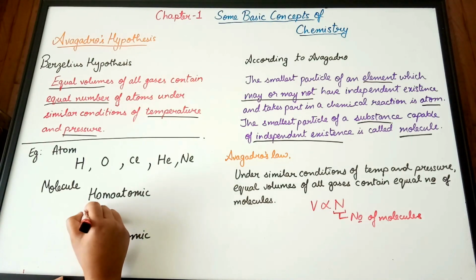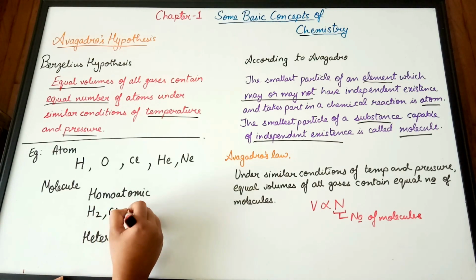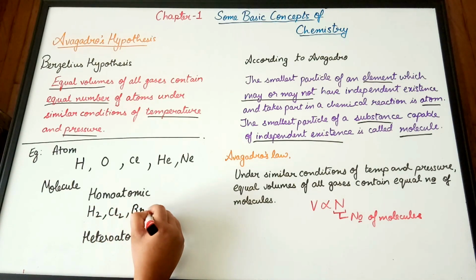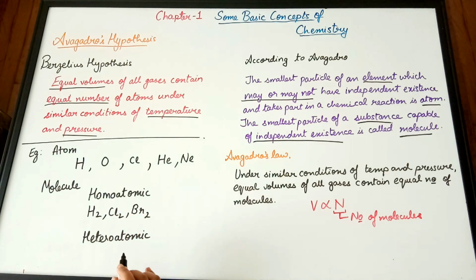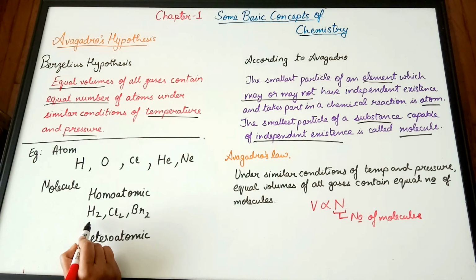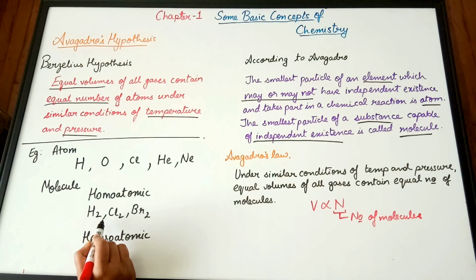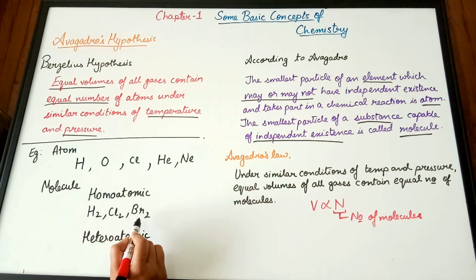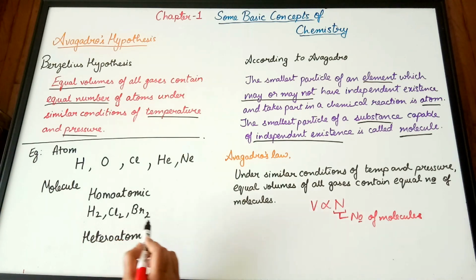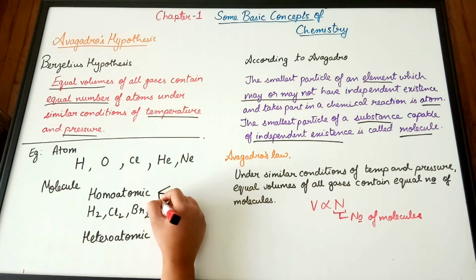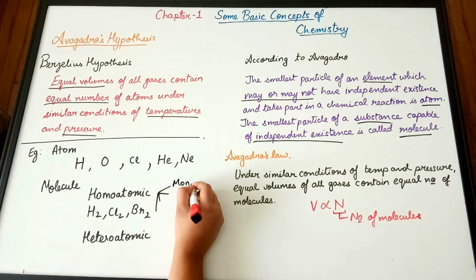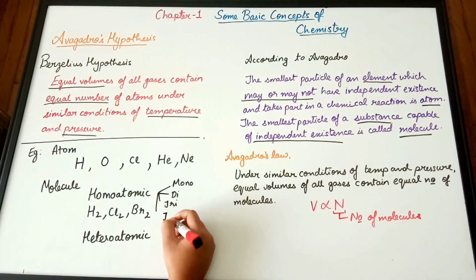Okay, homoatomic examples are H2, Cl2, Br2. Okay, all of these are homoatomic molecules, which means they have only one type of atom present in them. Here you have two atoms of hydrogen. Here you have two atoms of chlorine. Here you have two atoms of bromine. Okay, so homoatomic molecules are further classified into mono, di, tri, tetra and poly.